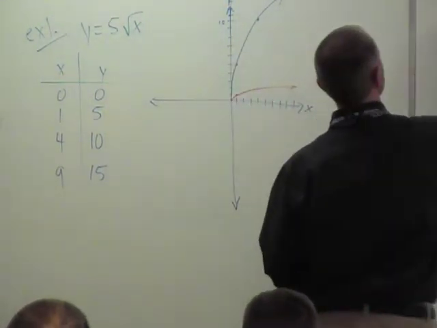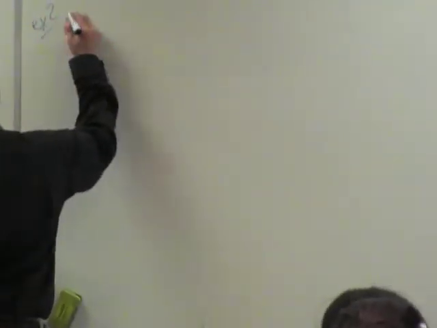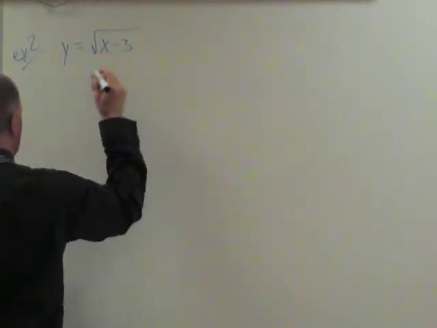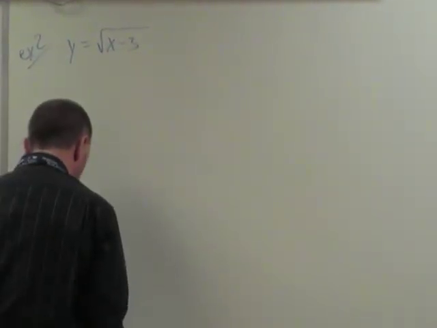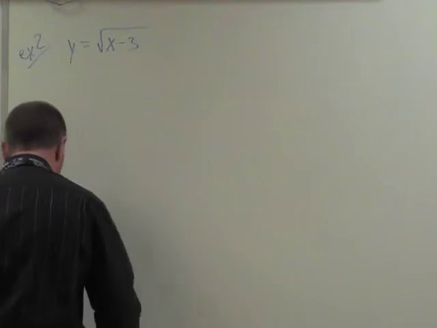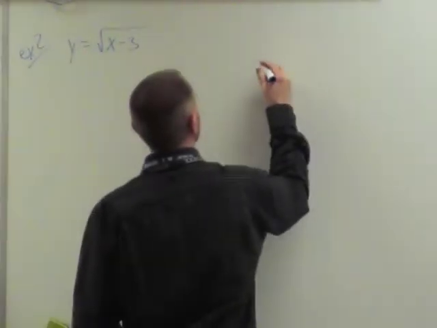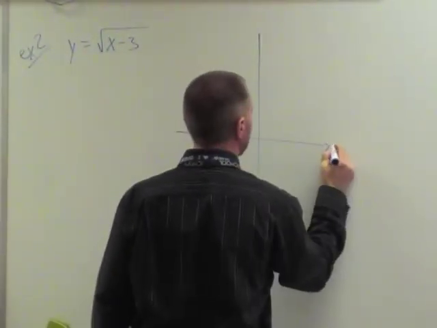Example 2. See how smart you guys are. See if you can do this one. y equals the square root of x minus 3. The minus 3 is under the radical. Graph it. I'll put the original up for comparing it to.